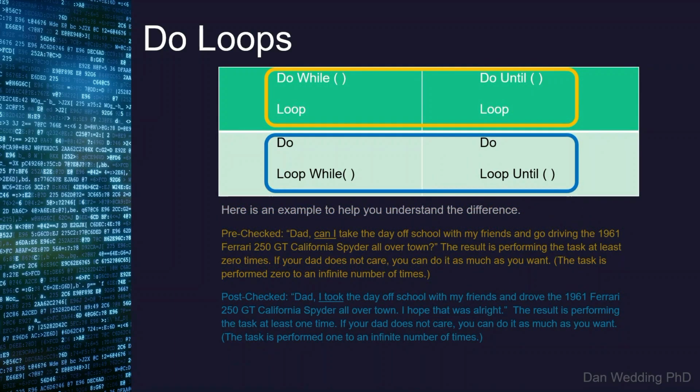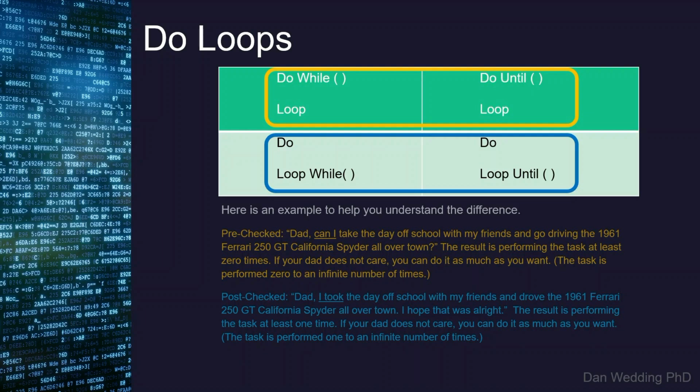Here is an example to help you understand the difference. Pre-checked. Dad, can I take the day off of school with my friends and go driving the 1961 Ferrari 250 GT California Spider all over town? The result is performing the task at least 0 times. If your dad does not care, you can do it as much as you want. The task is performed 0 to an infinite number of times.